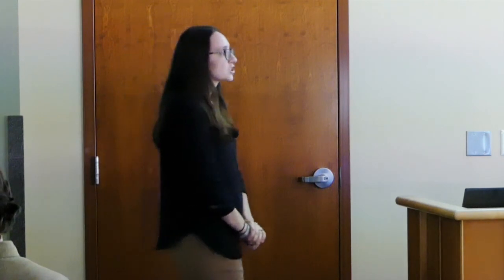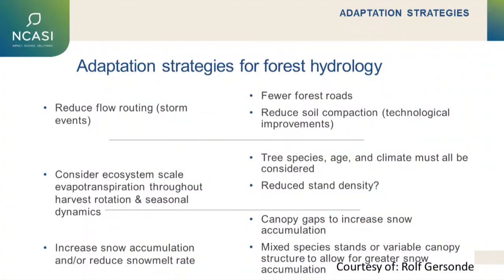So this is a little bit contradictory to what the overall review says. But overall, this and other studies all agree that there are a lot of site-specific microclimatic factors that are important in determining those snowmelt rates, which ultimately are important if we think about any mitigation strategies to increase snow, for example, in the watersheds. So in terms of adaptation strategies for forest hydrology in general, if you want to reduce flow routing, which is particularly important for storm events, obviously fewer forest roads and reducing soil compaction are important strategies. But in terms of thinking about the water budget as a whole, considering ecosystem scale evapotranspiration is important.